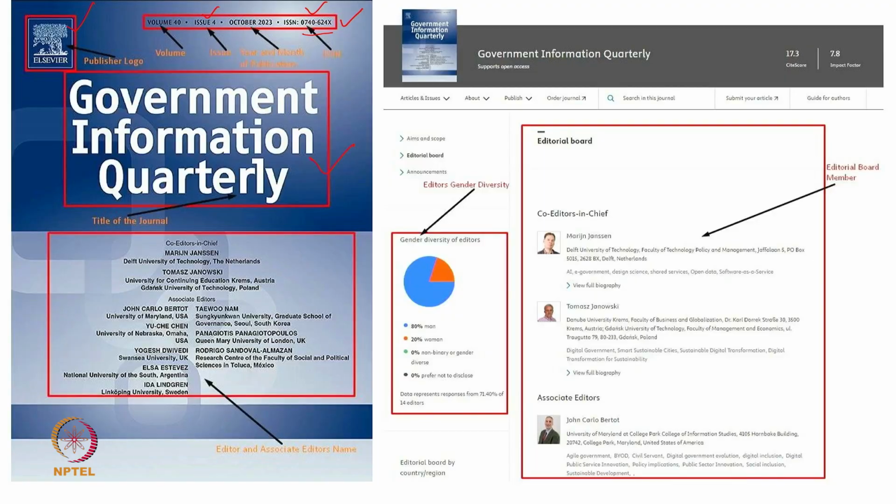On the left hand side, the details of editors are also given. On the right hand side, the editorial board's details are given. So this is the editorial board. Here there are 2 co-editors in chief for this journal, followed by associate editors. This list is long, but in this screenshot it is only showing one associate editor, but there are many associate editors for this journal.